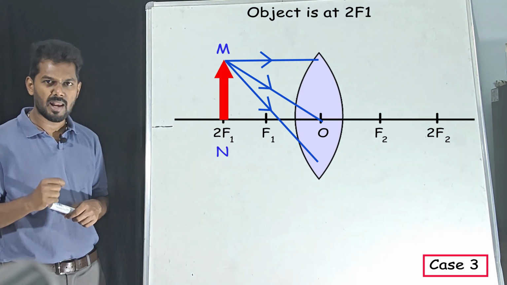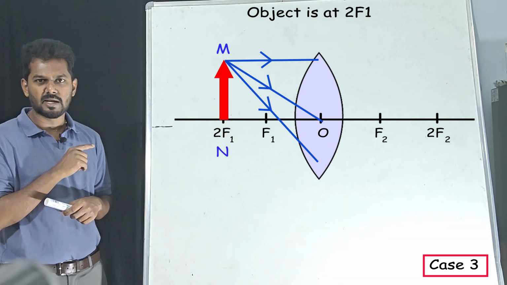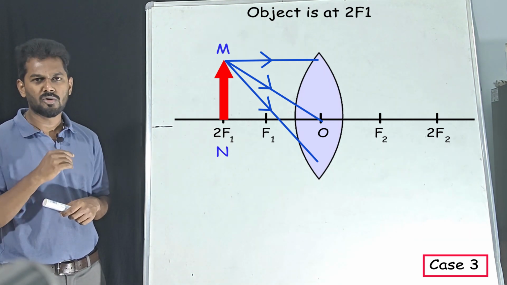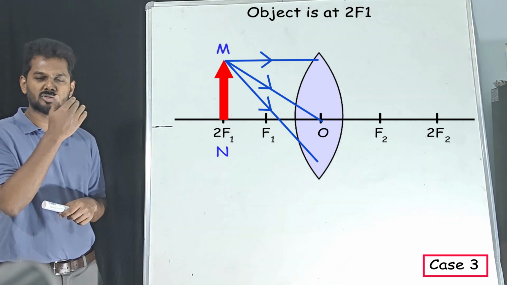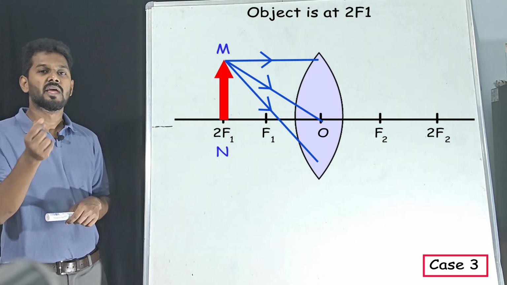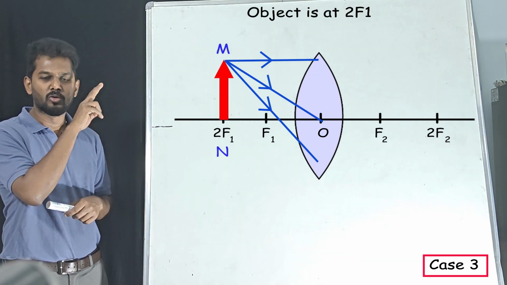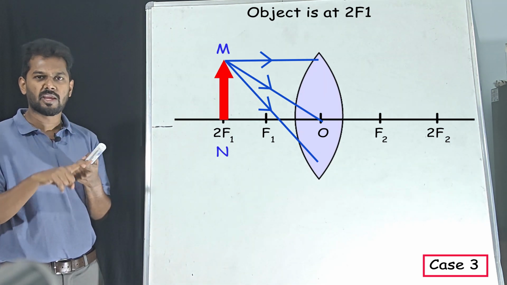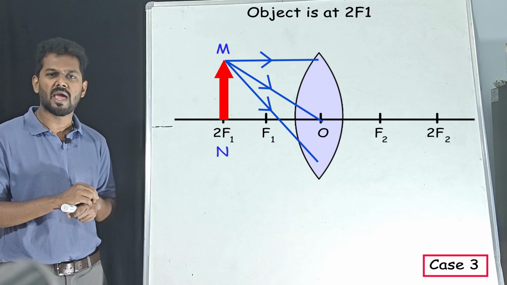One parallel to principal axis, one passing through optic center, one which is not parallel to principal axis. So using three rays you have to draw if they mention three rays. If they don't mention anything, using two rays we can get the intersection. So two rays are enough.